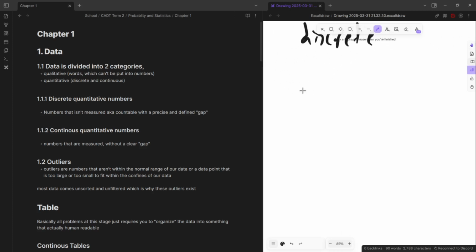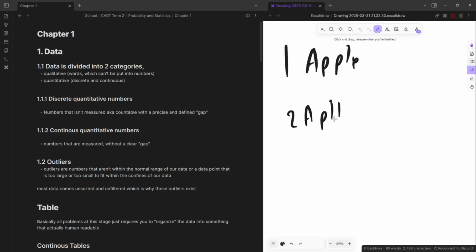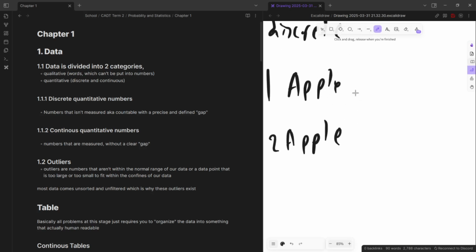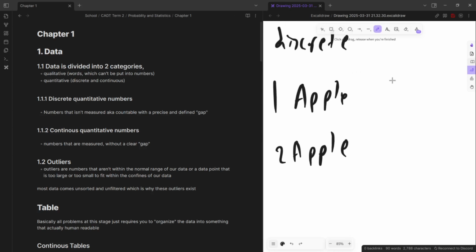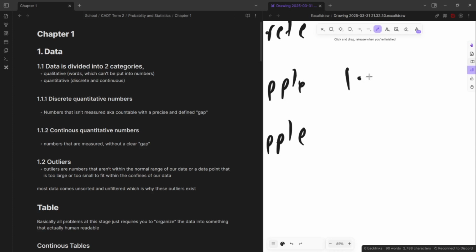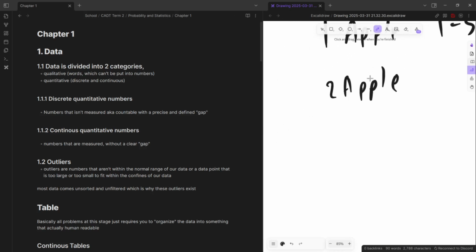Something that is discrete has a clear gap, like 1 apple, 2 apples, or 1/2 apple. But there is a gap, like mostly it's just 1. I don't know, maybe like rating from 1 to 5. Something like that.